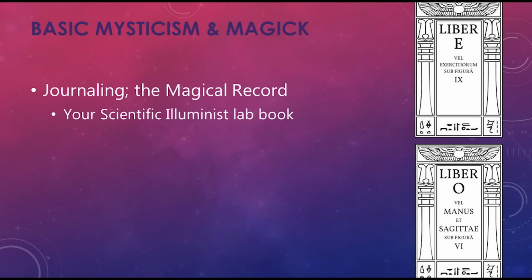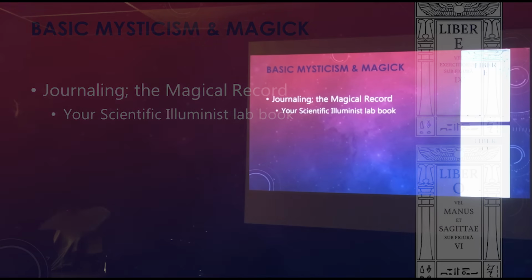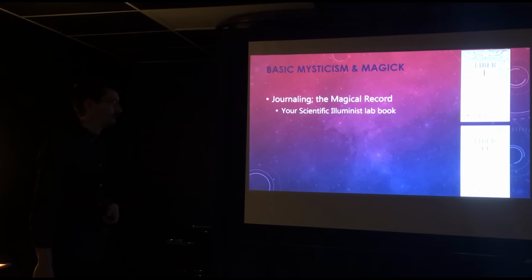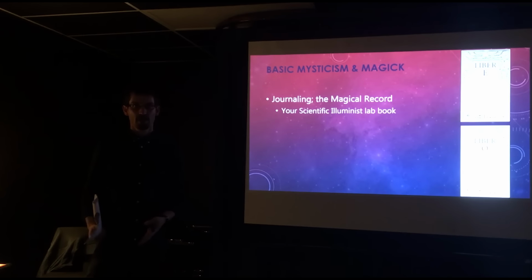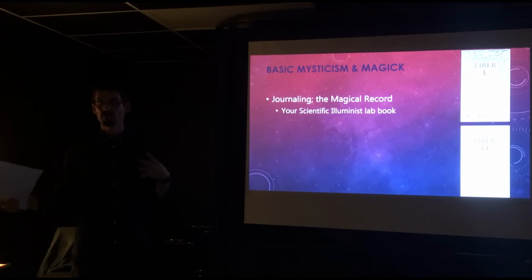So, first is to start a journal. This is called the magical record. This is your scientific illuminist lab book, which is to say you are doing a bunch of spiritual experiments known as your meditations, your rituals, and that kind of thing. And your record is the lab book that records your results, something that you'll look back on for patterns and that kind of thing.